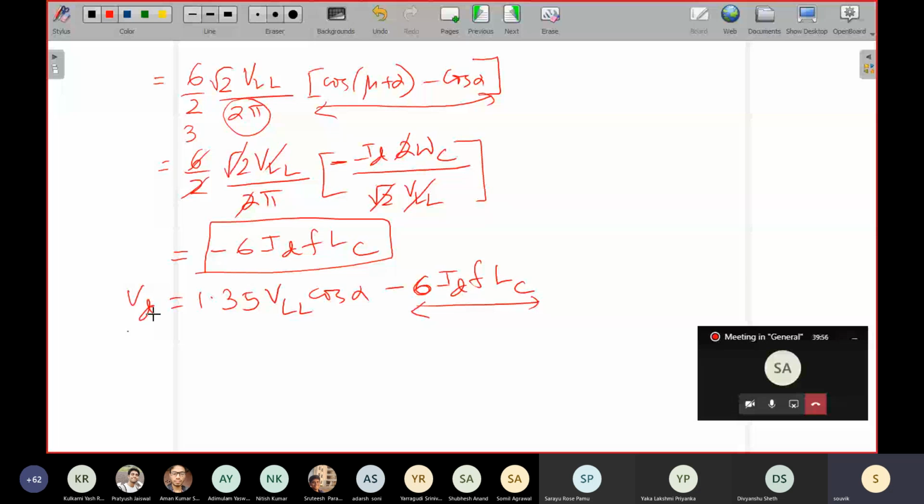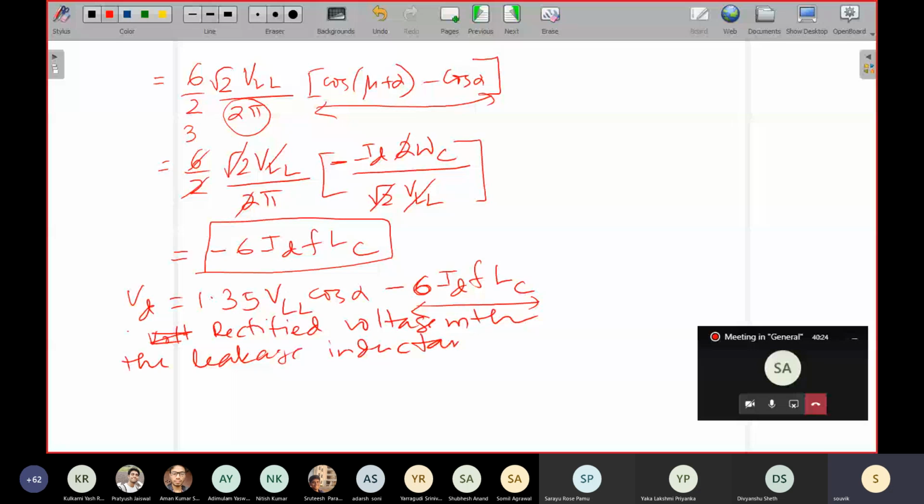This is the rectified output voltage with commutating inductance considered. With commutating line inductance considered, VD is the rectified voltage. This is the rectified voltage with the leakage inductance in the line, right?